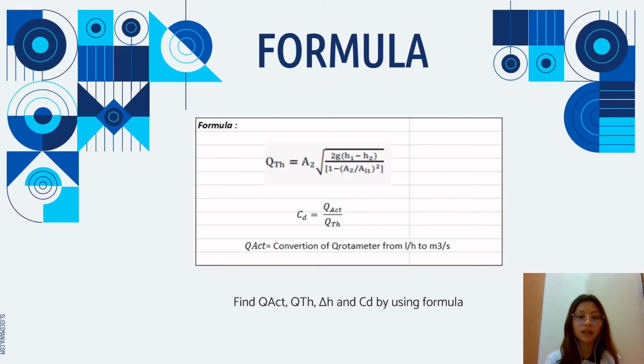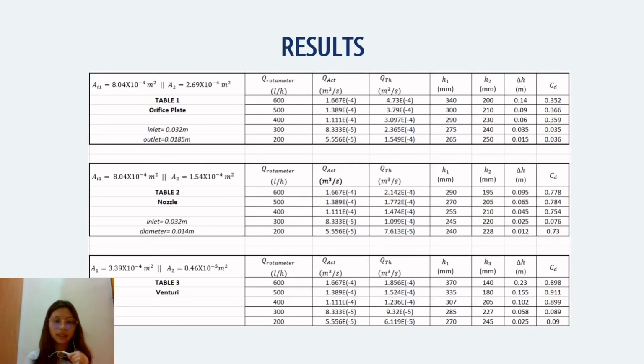First, we have to find the theoretical flow rate, the actual flow rate, and also the coefficient of discharge by using these formulas. This is the result from our calculation. To find the area, you have to use the formula area equals pi r squared. Then you have to find the difference in height, which is delta H. For orifice plate and nozzle, you have to take H1 minus H2. But for venturi, you have to take H1 minus H3. Table 1 is the data for orifice plate, table 2 for nozzle, and table 3 for venturi.